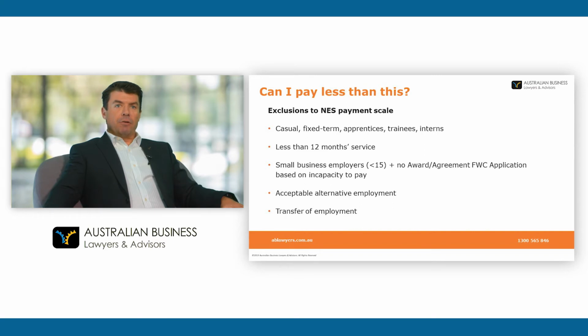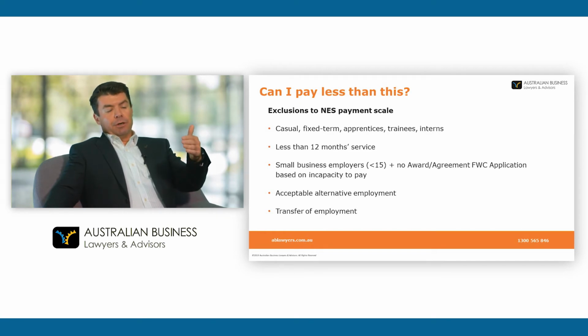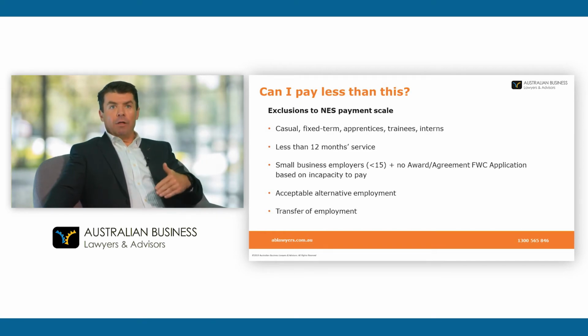And also you can make an application through the Fair Work Commission to have that redundancy pay either reduced in part or in whole if you have an incapacity to pay or you have obtained acceptable alternative employment for the individual. Now, that means you have to have obtained the acceptable alternative employment, not the employee went out and got a job somewhere else and you gave them a reference. That won't get you over the line.